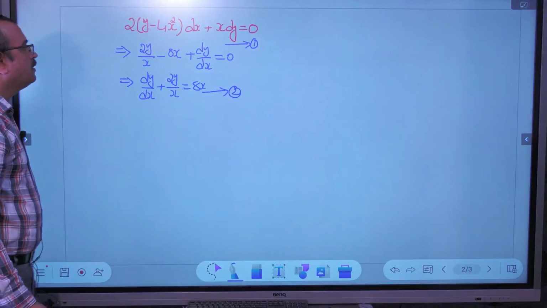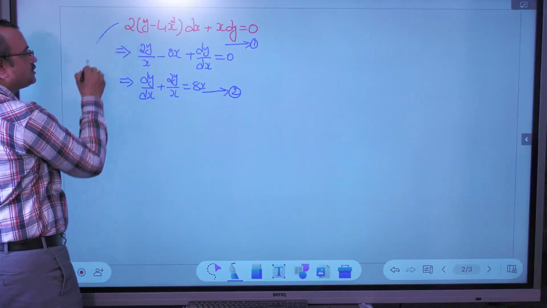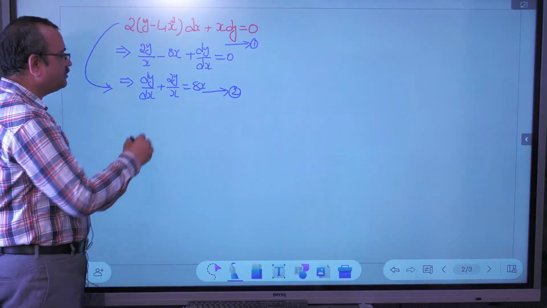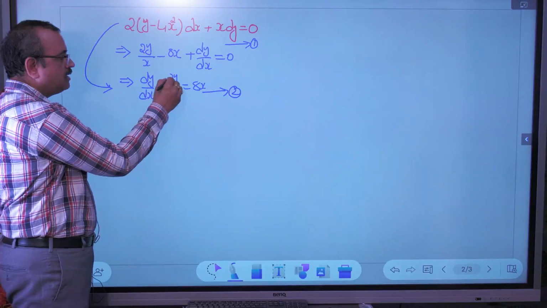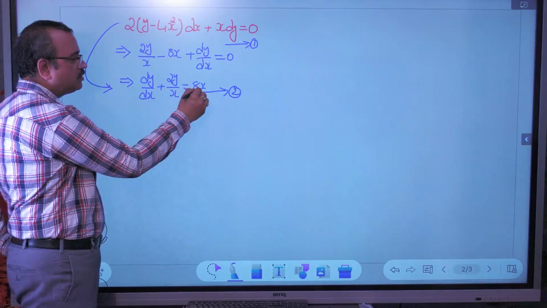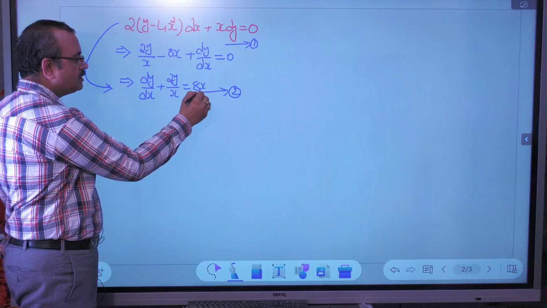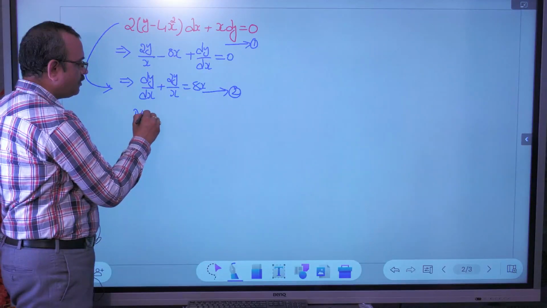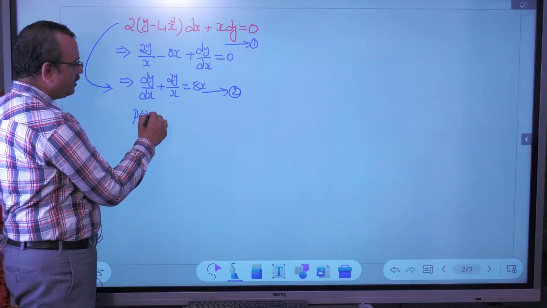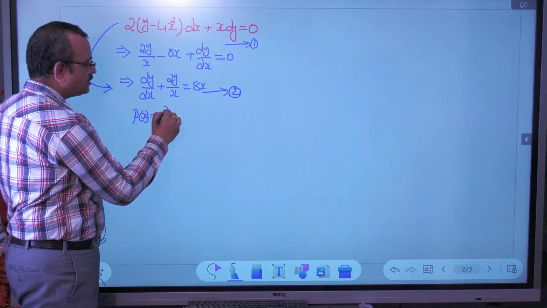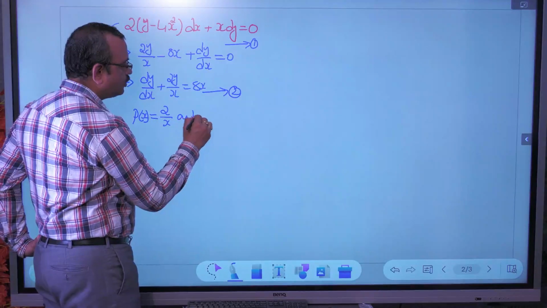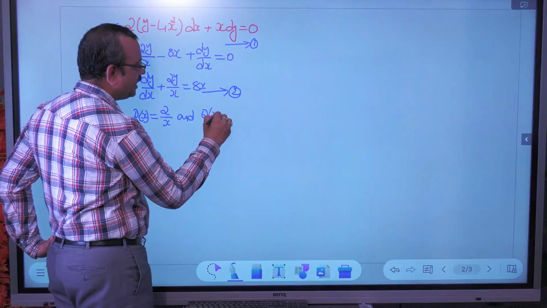So the given equation can be written in the standard form of the linear differential equation, which is dy/dx + p(x)y = q(x). Whenever you compare this equation 2 with the standard differential equation that we have discussed in the previous slide, here we get p(x) as 2/x and q(x) as 8x.